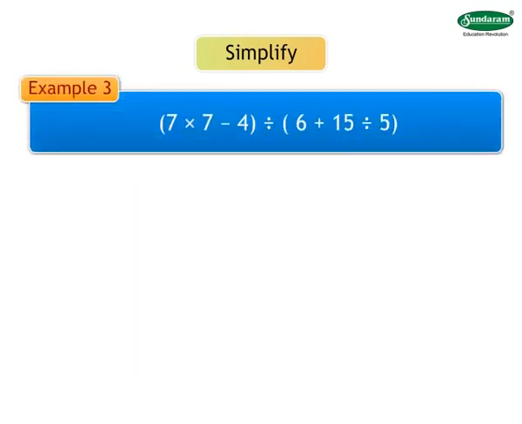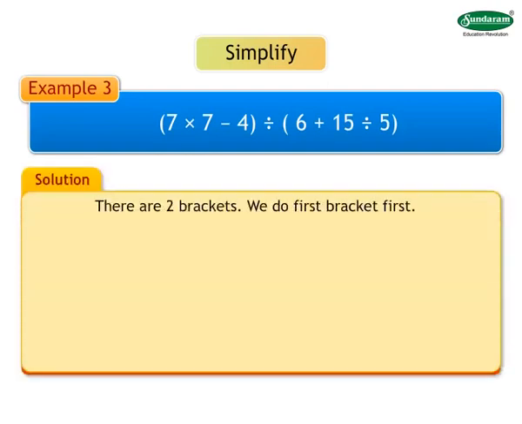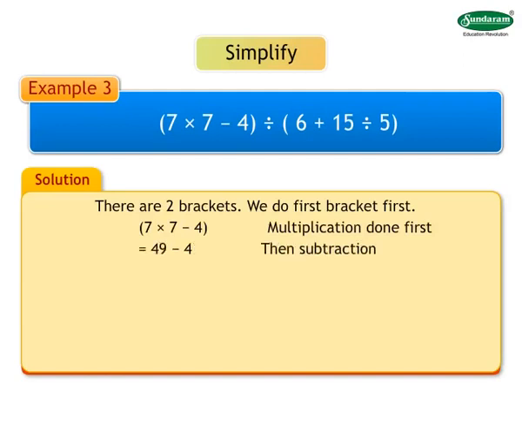Example 3. In bracket 7 into 7 minus 4 bracket closed divided by bracket 6 plus 15 divided by 5 bracket closed. Solution. There are two brackets. We do the first bracket first. 7 into 7 minus 4. Multiplication done first equals 49 minus 4. Then subtraction equals 45.